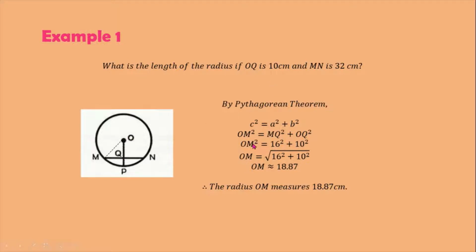Here, just substitute the values. OM squared is equal to 16 squared, which is the value of MQ, plus 10 squared, which is the value of OQ squared. Then take the square root of both sides. Then OM is equal to the square root of 16 squared plus 10 squared. Hence, we will arrive at approximately 18.87. Therefore, the radius OM measures 18.87 centimeters.